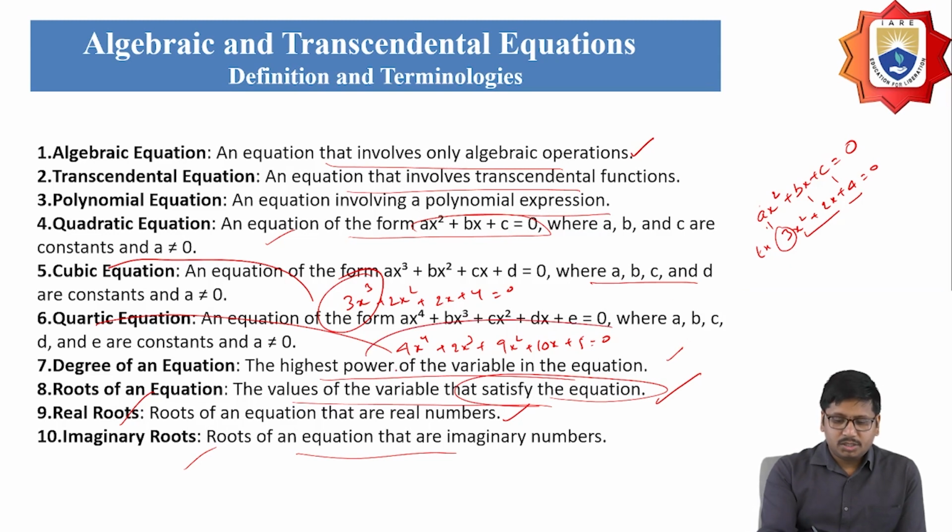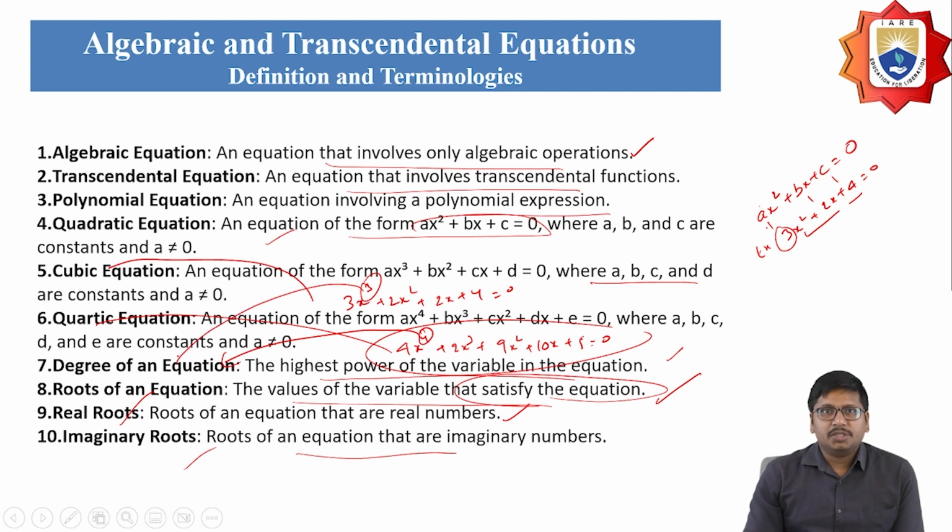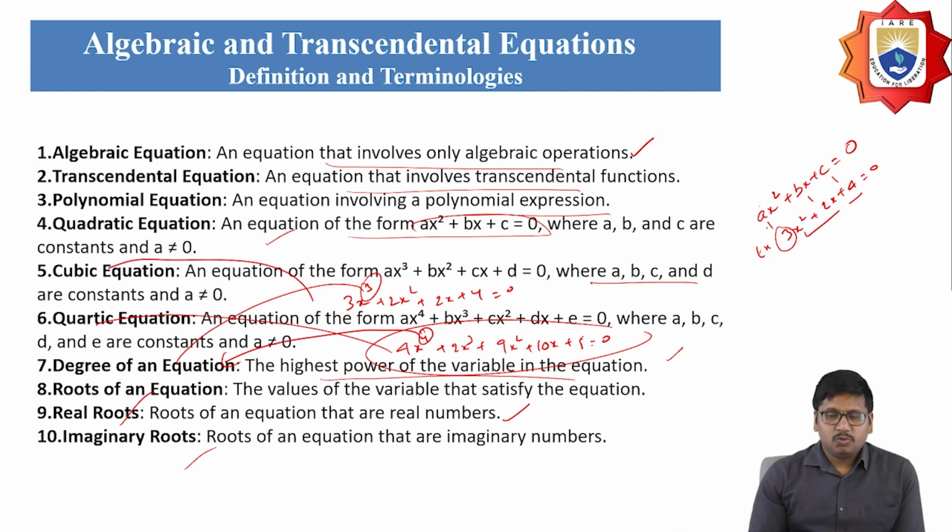Suppose in this equation the highest power is 4, so 4 should be the degree of the equation. And in this case the highest degree is 3, so 3 should be the degree of the equation. And the roots of the equation are normally the values which satisfy it.